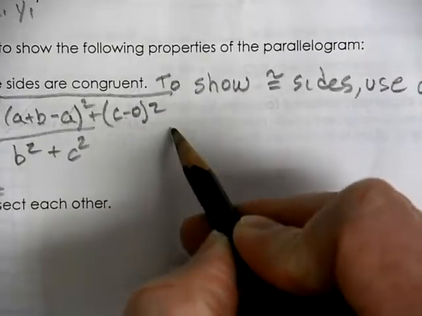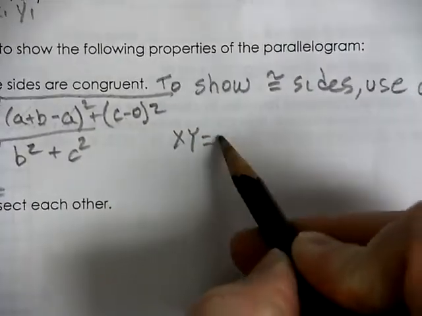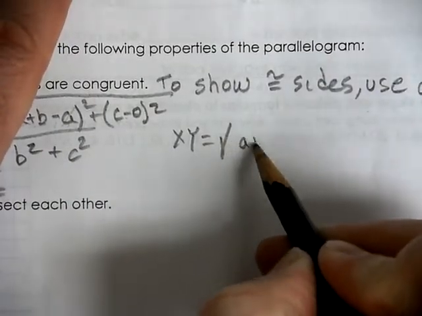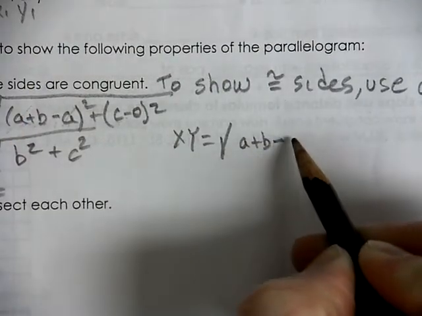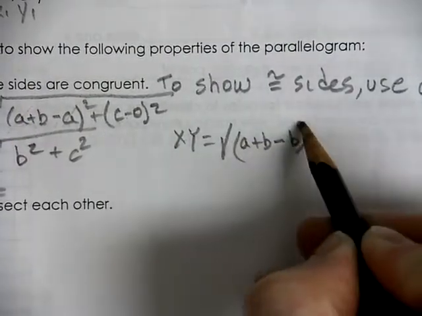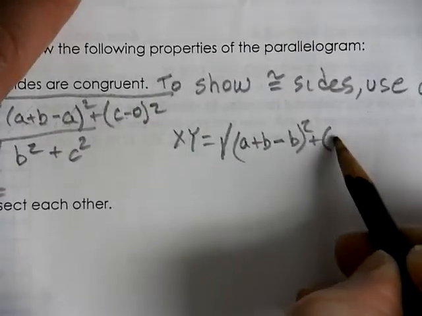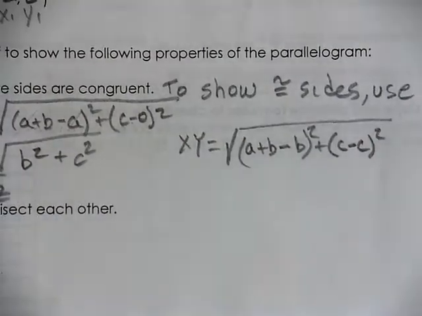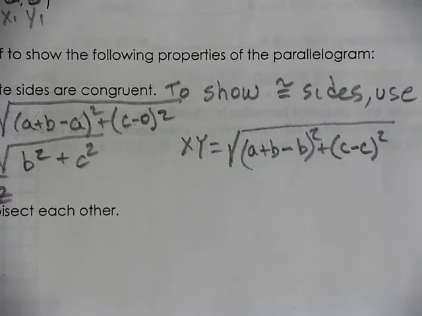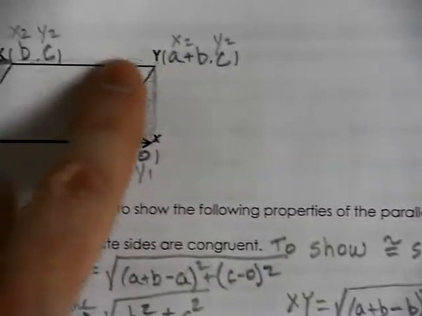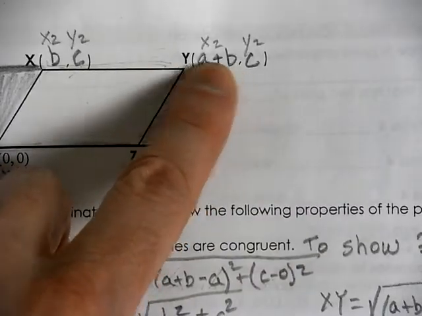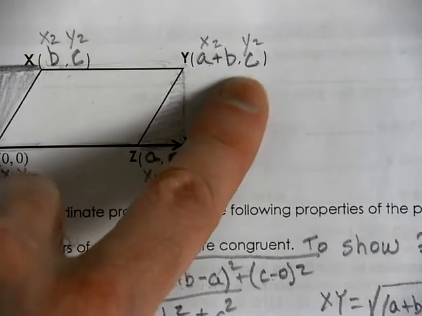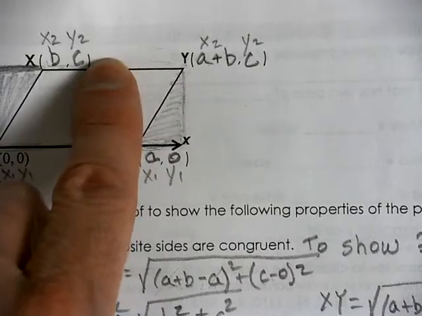So the top is XY, and we're going to look at our x values, a plus b, minus our x value, and our c minus c, squared. That came from these points here, a plus b minus b, subtract the x's, and c minus c, subtract the y's.